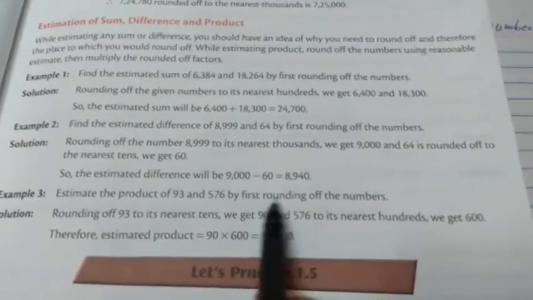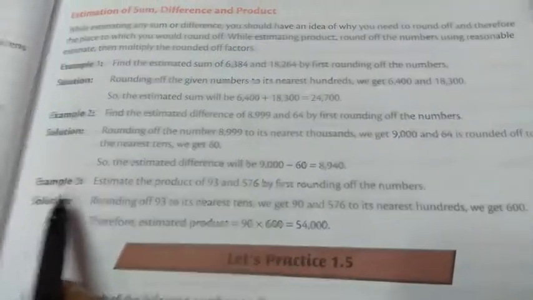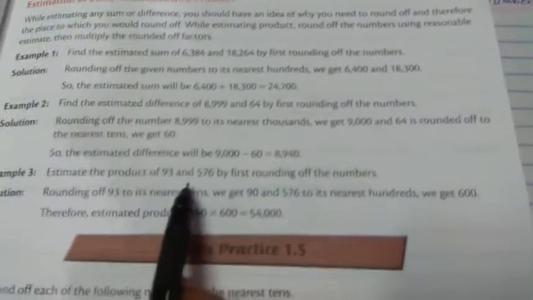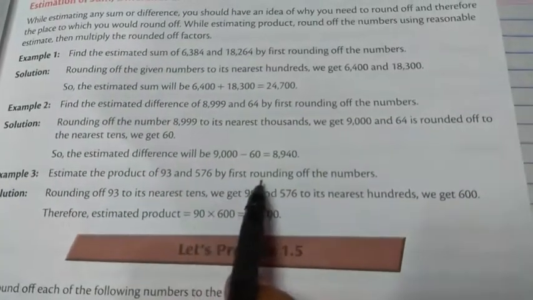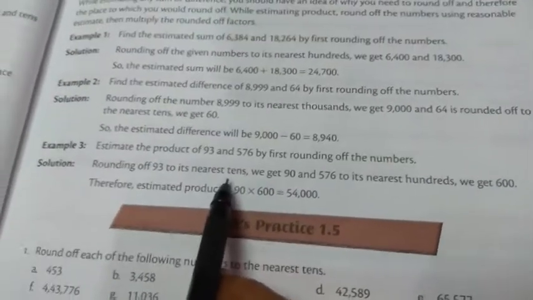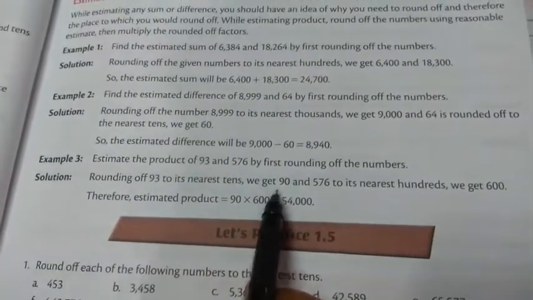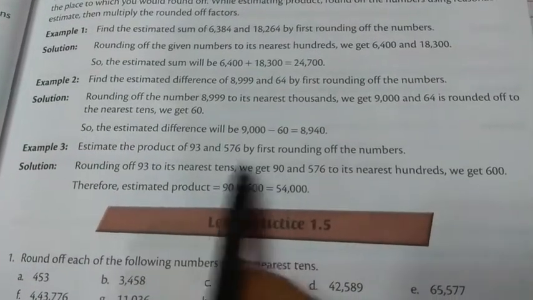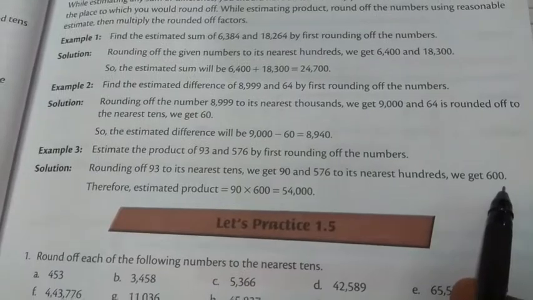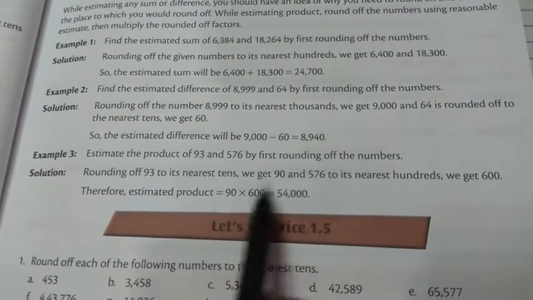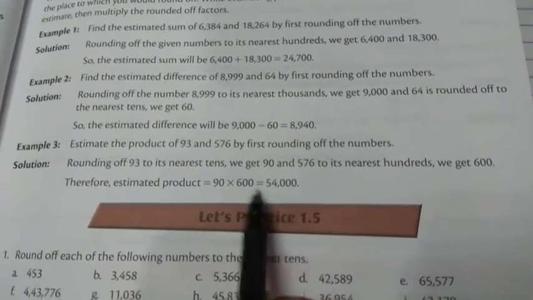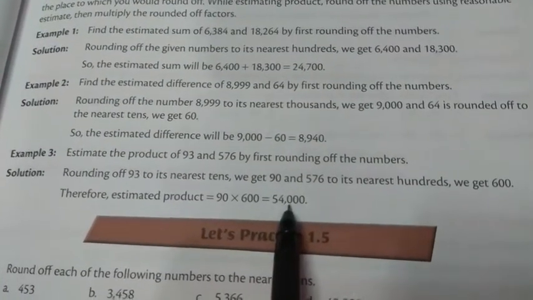9,000 minus 60 is equal to 8,940. Similarly, question number 3, estimate the product of 93 and 576 by first rounding off the numbers. Rounding off 93 to its nearest ten, we get 90. See here, 93 becomes 90, and 576 to its nearest 100, we get 600. So therefore, the estimated product is 90 multiplied by 600 is equal to 54,000.